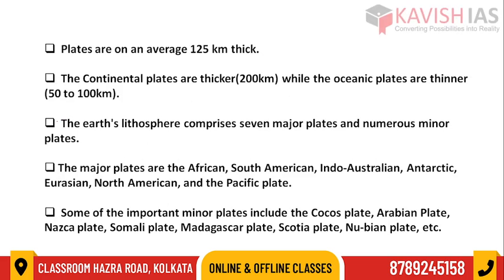In the world, there are several plates. Mainly the major plates are the African plate, South American plate, Indo-Australian plate, Antarctic, Eurasian, North American, and Pacific plates, which I have shown in the diagram. And the less important plates are the Cocos plate, Arabian plate, etc. On average, they are 125 to 130 kilometers thick, and they have a width of almost 200 to 300 kilometers.